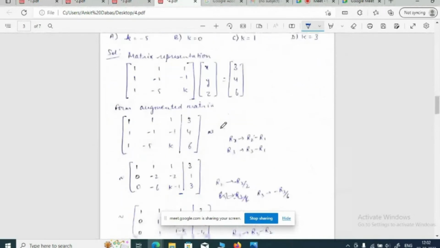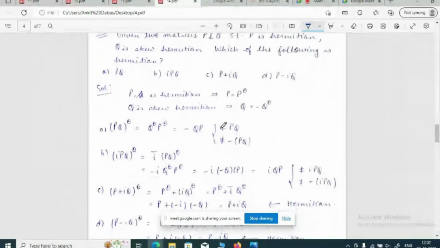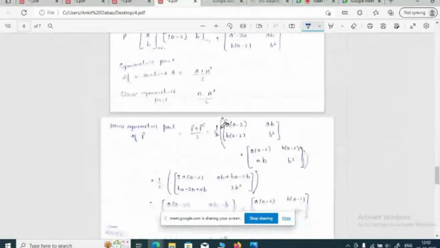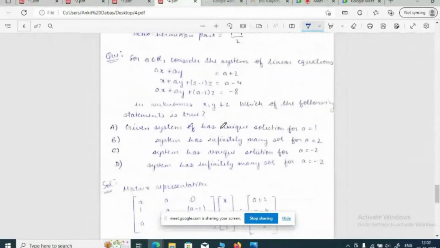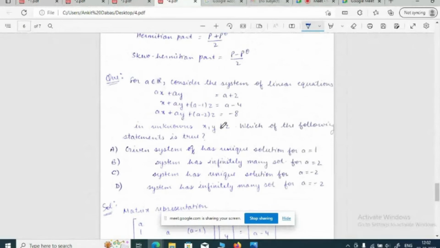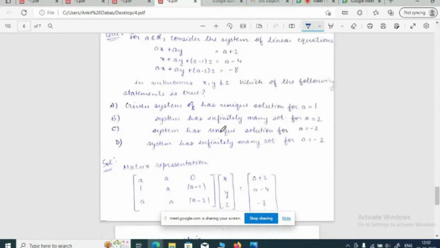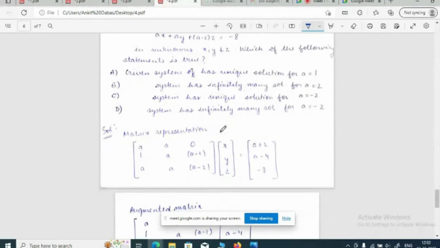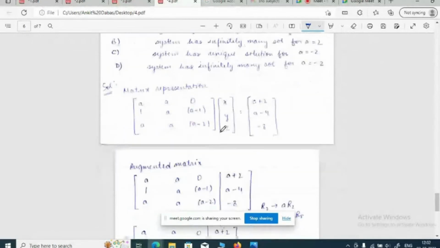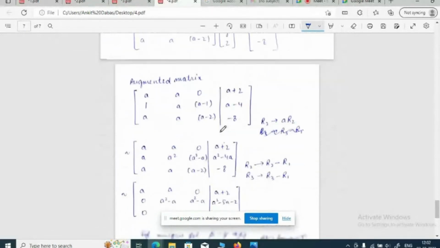The first part, A option. Again, for any a belongs to R, consider the system of linear equations this, in unknowns x, y, and z. Which of the following statements is true? You are asked if the given system has a unique solution for a equal to 1, infinitely many solutions for a equals 2, unique solution for a equals minus 2, and infinitely many solutions for this. So use elementary row operations here.